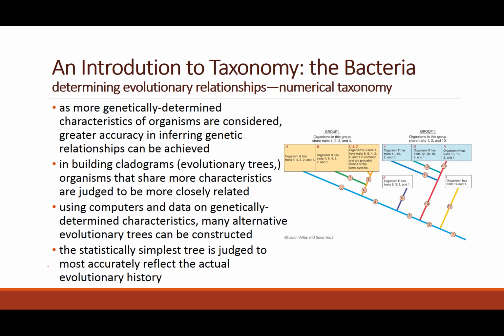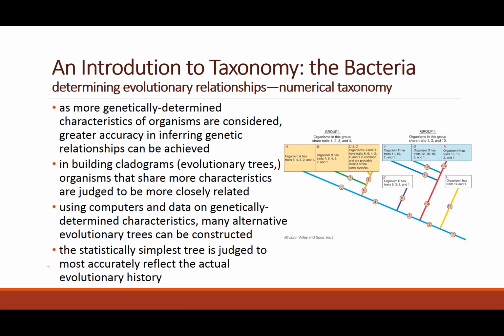So numerical taxonomy is the first idea. As we can gather more and more genetically determined information about the organisms that we're trying to classify, the more information we have to work with, the more little data points we have around each individual, then the greater the accuracy, or what we assume from numerical taxonomy is that the greater the accuracy of the inferred genetic relationship that we're trying to understand.